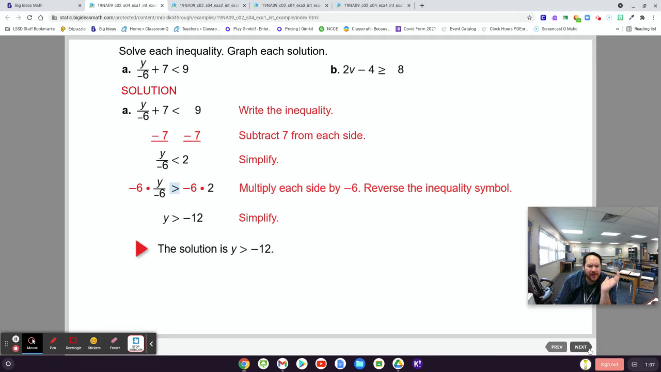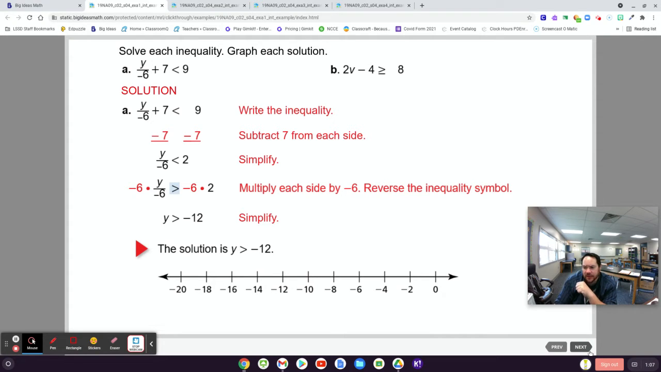Does it talk about graphing? Probably. There it is. Are we going to use an open circle or closed circle? Yes, open circle, because it cannot equal negative 12. It can only be greater than negative 12. And we'll shade to the right because it's any number bigger than negative 12.